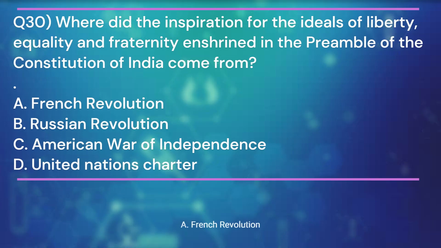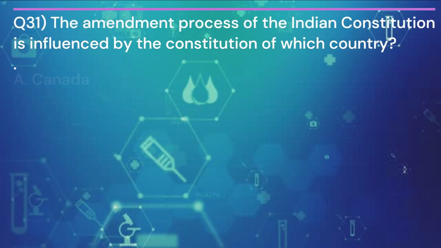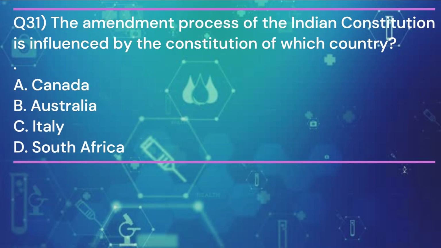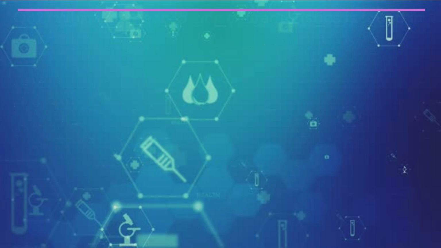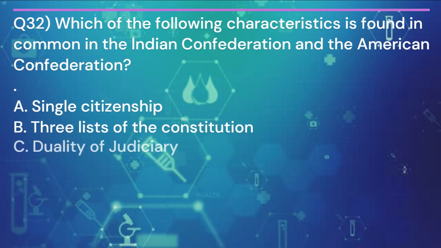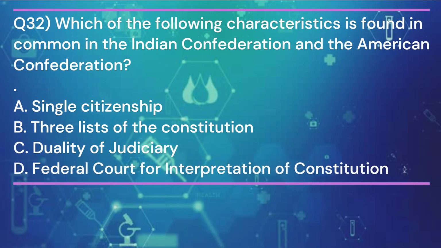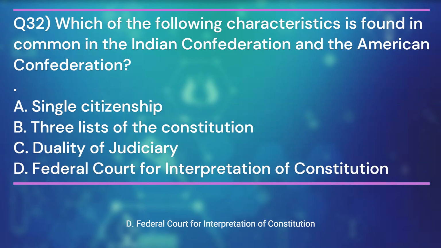French Revolution. Question 31. The amendment process of the Indian Constitution is influenced by the Constitution of which country? And the answer is D. South Africa. Question 32. Which of the following characteristics is found in common in the Indian Confederation and the American Confederation? And the answer is D. Federal Court for Interpretation of Constitution.